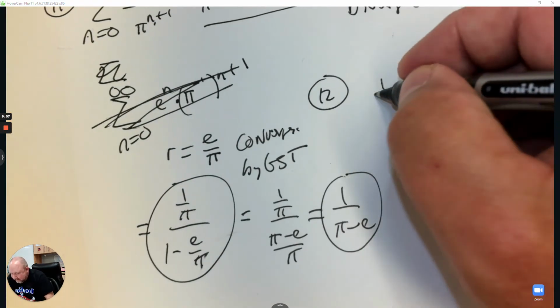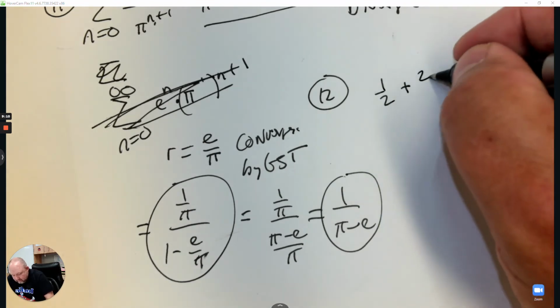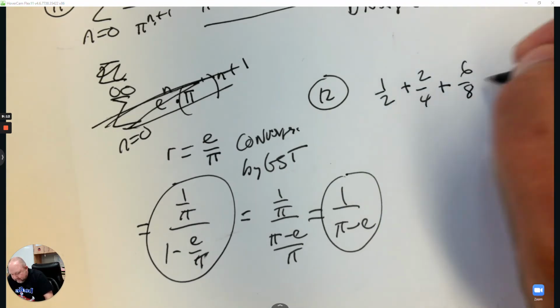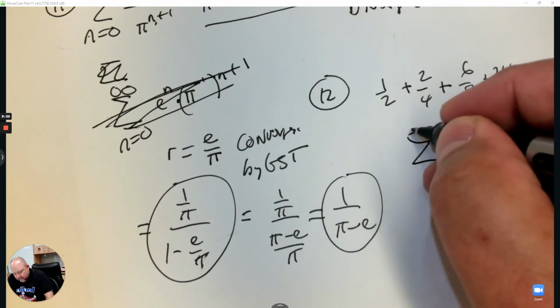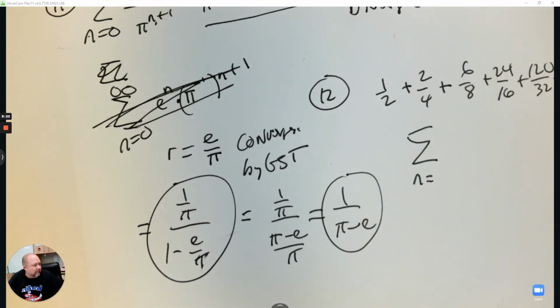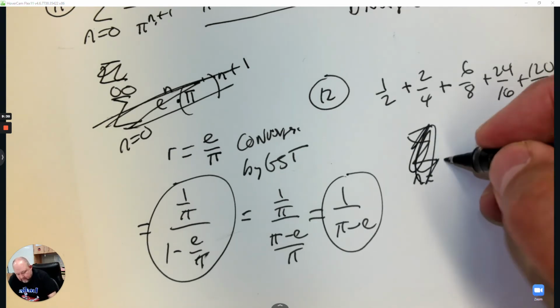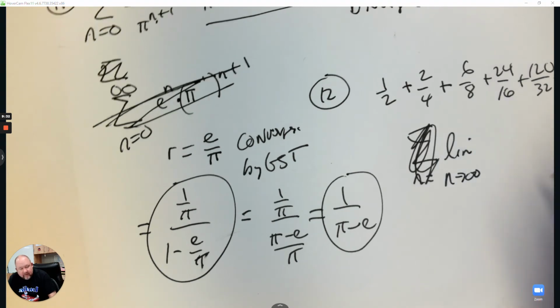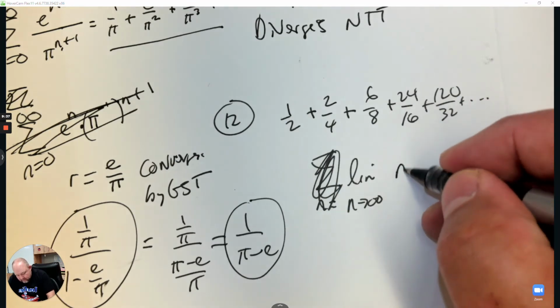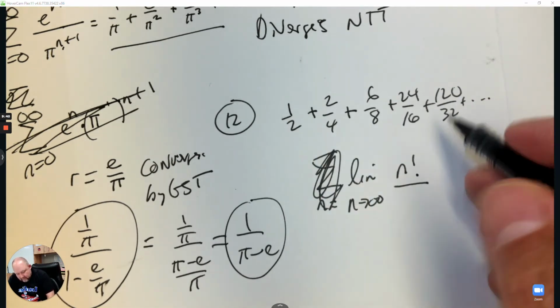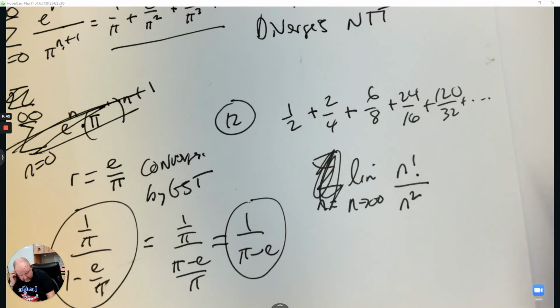So I see 1/2 plus 2 over 4 plus 6 over 8, 24 over 16, 120 over 32. So if I wrote that, can you see the pattern there in terms of what it is for number 12? So first of all, I'm going to write it as a limit as n approaches infinity. What's the nth term here? How would I write it? When I look at the numerator, it's actually a factorial. And when I look at the denominator, it's being squared every time.